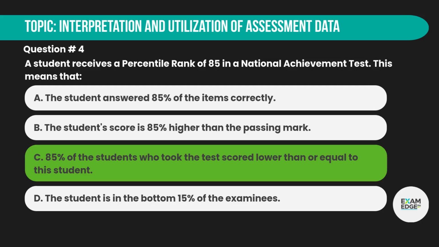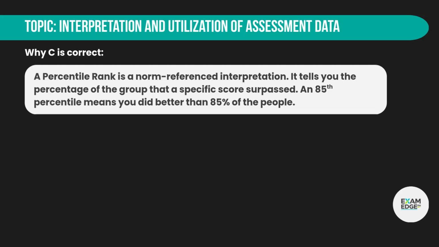Correct answer: C. 85% of the students who took the test scored lower than or equal to this student. Why C is correct? A percentile rank is a norm-referenced interpretation. It tells you the percentage of the group that a specific score surpassed. An 85th percentile means you did better than 85% of the people.